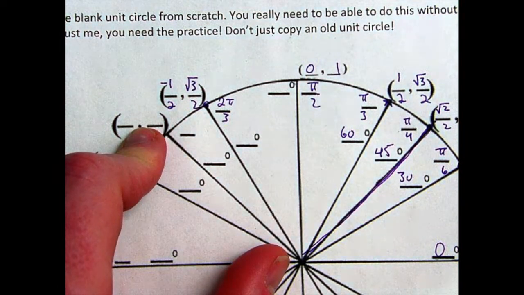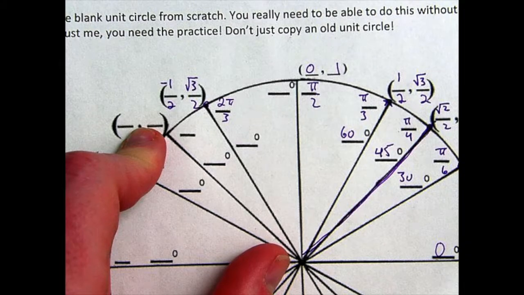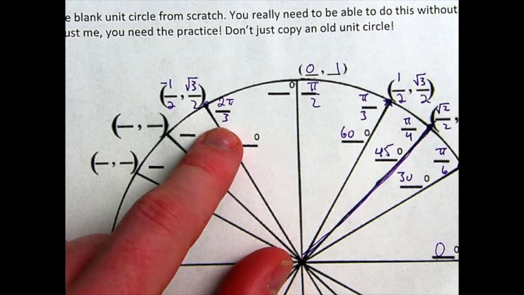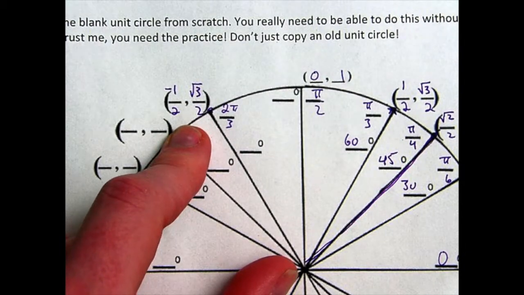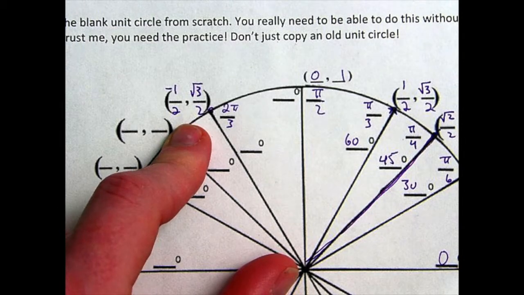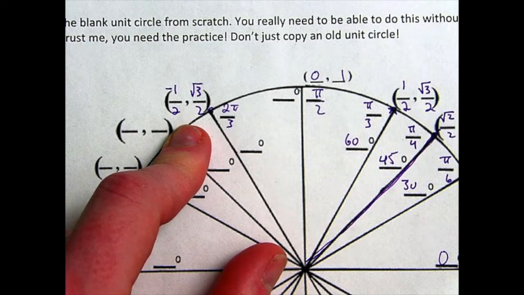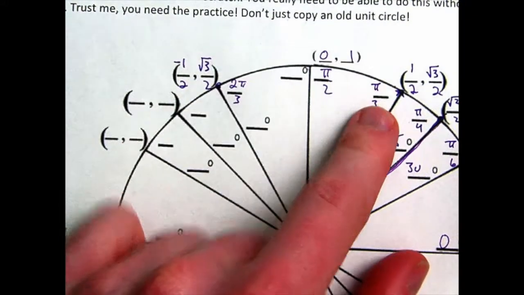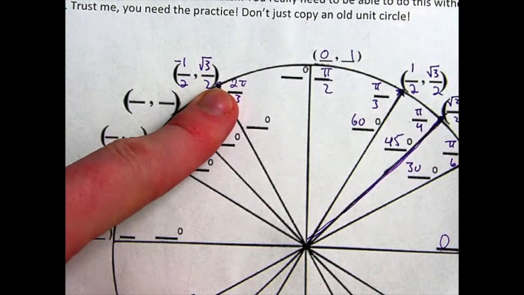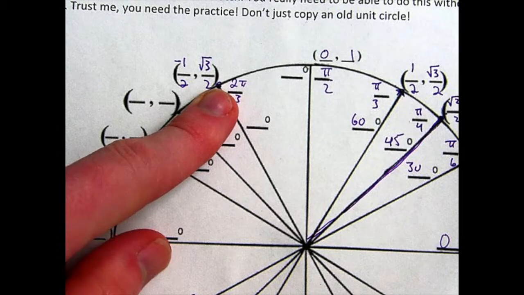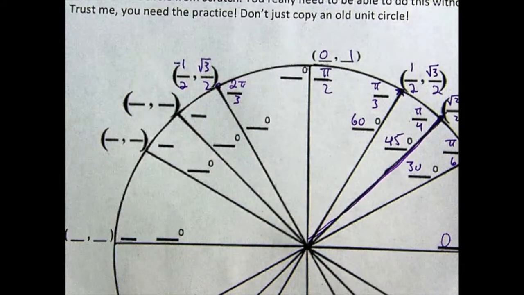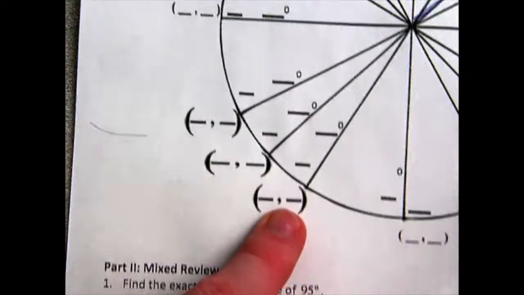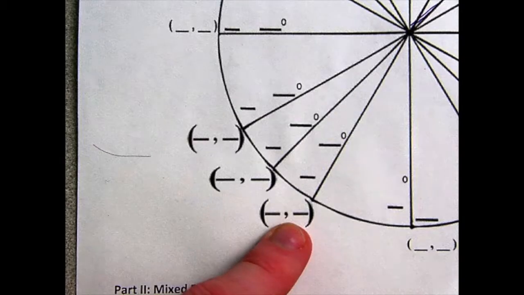Now, a similar argument can be made for all of these angles. As a matter of fact, every single pi over 3 angle will have essentially these coordinates, except with some sign differences. One or both of the coordinates might be negative. So pi over 3, 2 pi over 3, the next one is 4 pi over 3, which is this one down here. So 4 pi over 3 is down here.